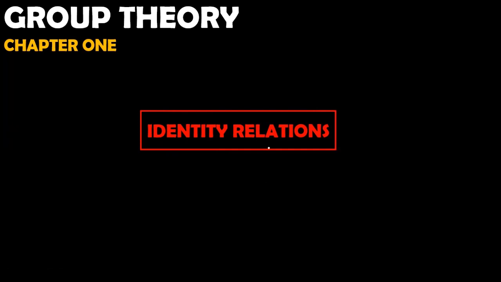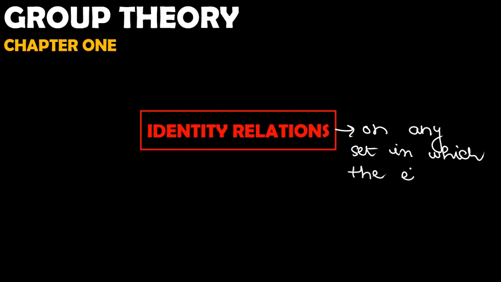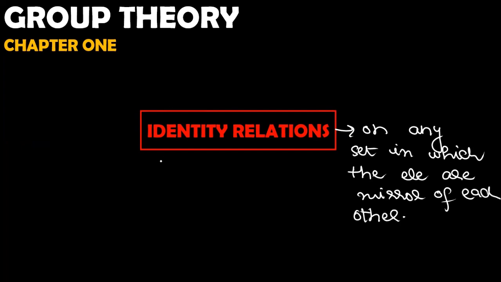Our next topic is identity relation. Identity relations are relations on any set in which the elements are mirror images of each other. If on any set the elements are mirror images of each other only, we take only those elements in the identity relation which are mirror images of each other.